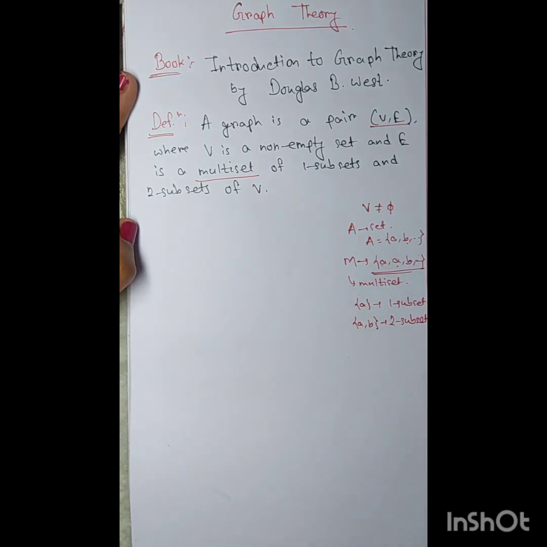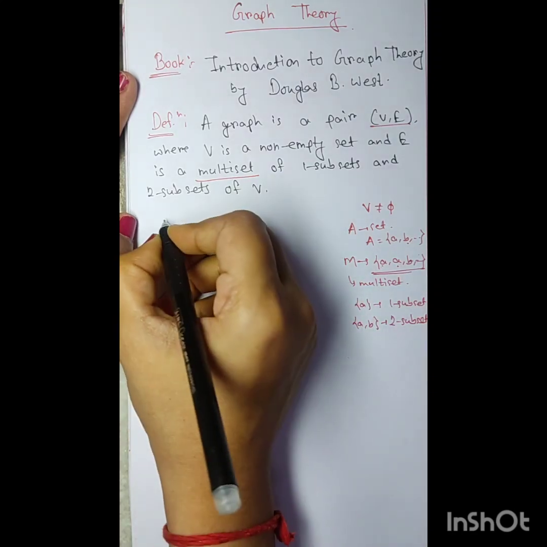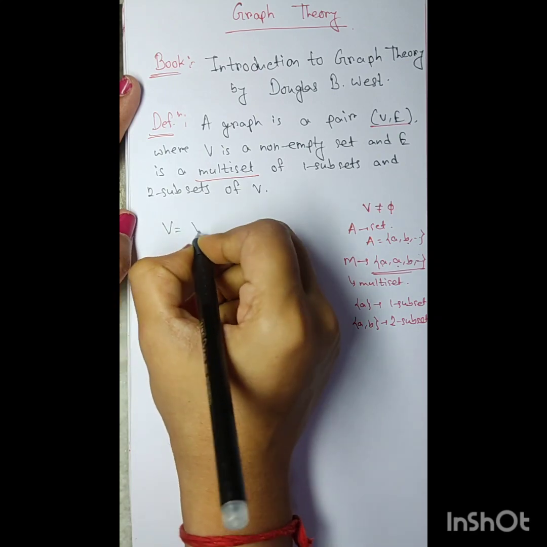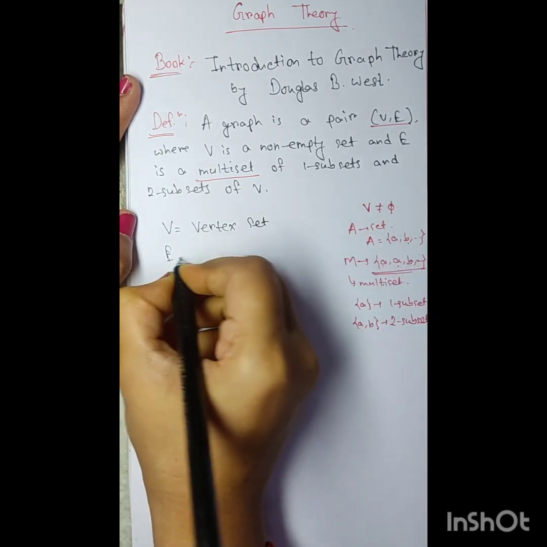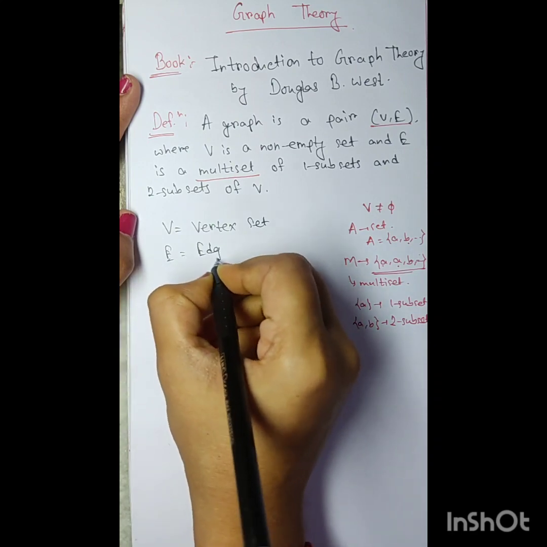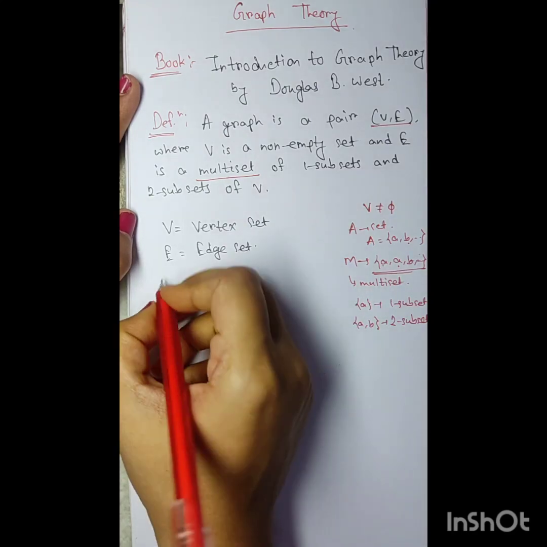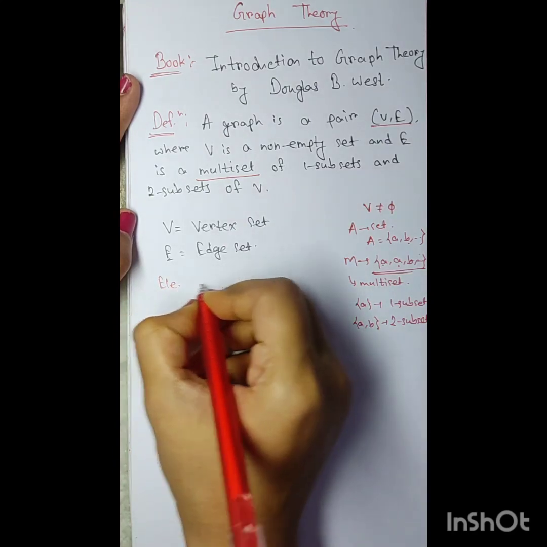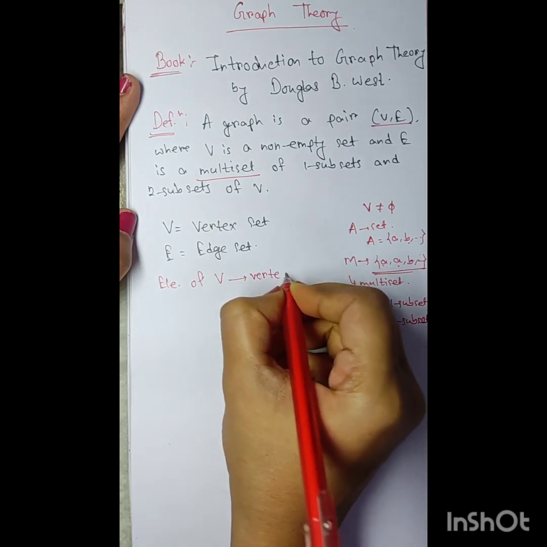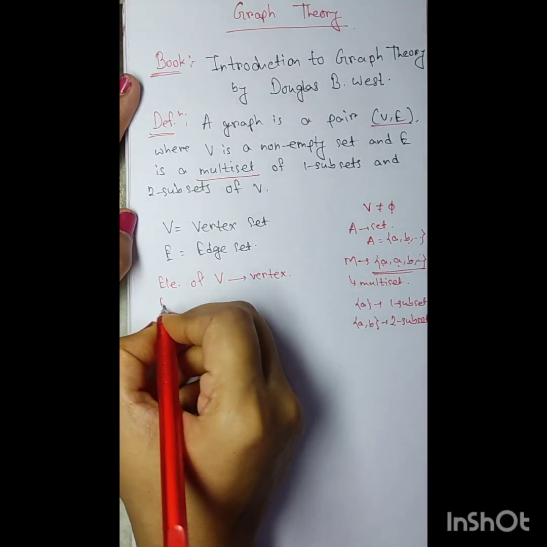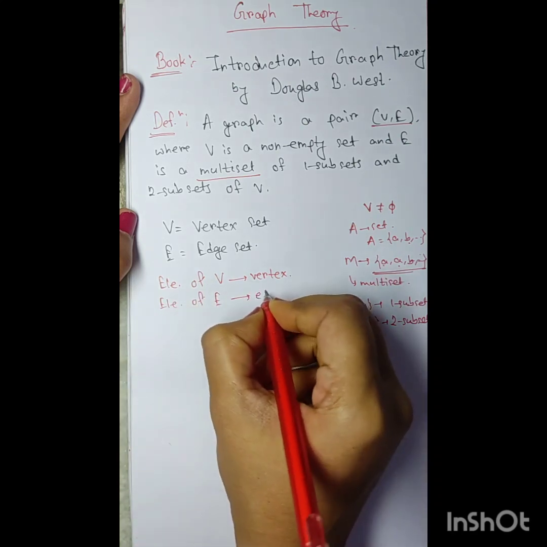Now we'll see what the vertex set and edge set are. Basically this V is the vertex set and this E is called the edge set. The elements of the vertex set V are called vertices, or vertex in singular form, and the elements of the set E are called edges.